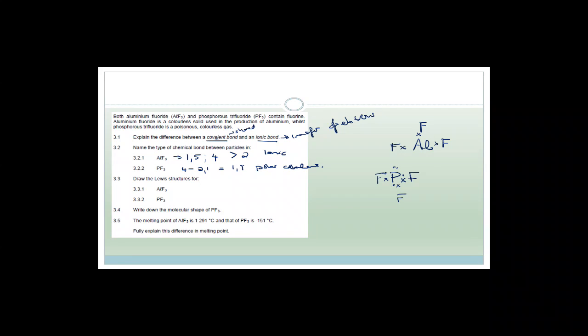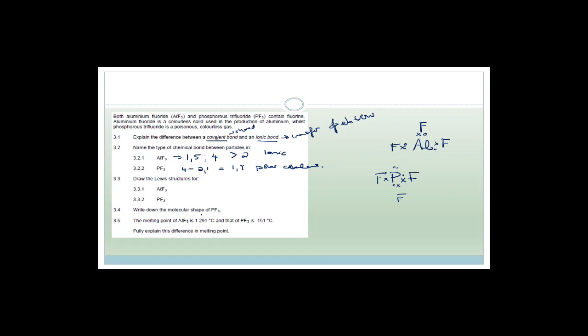Okay, so just give me half a second to think about the aluminium fluoride. Because it is, yeah, I'm right. Because it is ionic, that is exactly it. Okay. Right, everybody happy with that?